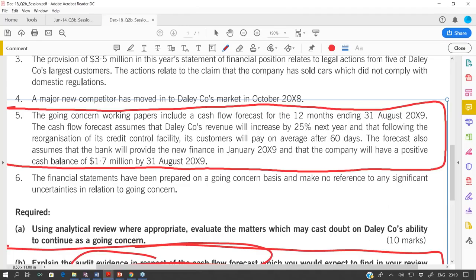Okay, the going concern working papers include the cash flow forecast for the 12 months. The cash flow forecast assumes that Delay company's revenue will increase by 25%. Should I have the sales forecast as well, to confirm on what basis the sales will increase by 25%?